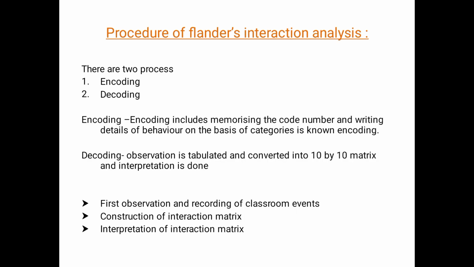The procedure of Flanders interaction analysis includes two processes, that is encoding and decoding. Encoding includes memorizing the code numbers and writing details of the behavior on the basis of categories. And decoding means the observations are tabulated, calculated, and converted into a 10 by 10 matrix, meaning a total of 100 cells, and interpretation is done. At a normal level, first comes observation and recording of classroom events, then construction of the interaction matrix, and interpretation of the interaction matrix.